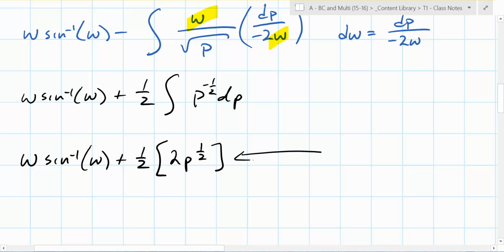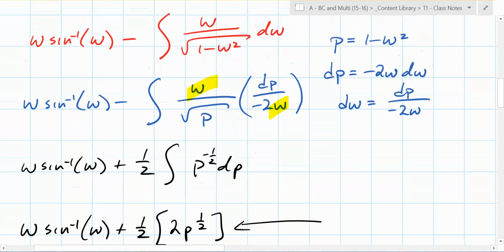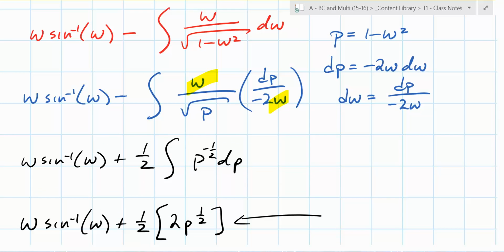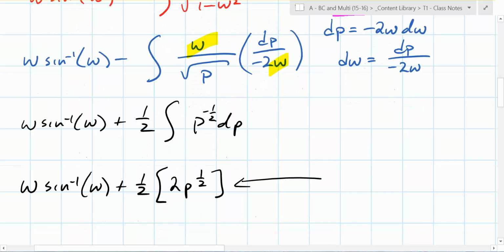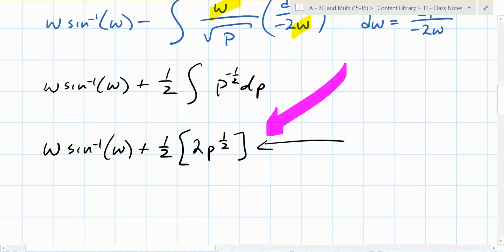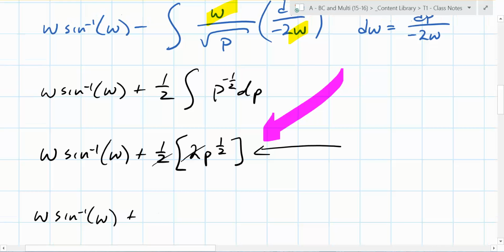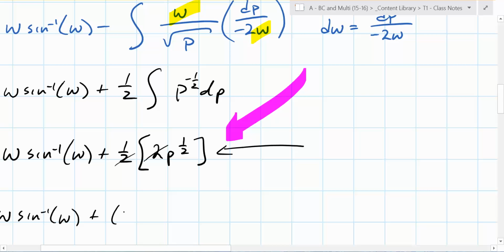And now, how many variables do you see right there? 2. I see 2. So what do we need to resubstitute? Yeah, we know P is that, so that needs to go right down there. So what do we end up with? W sine inverse of W plus, oh, look at that. That goes away. So what do we end up with? What is it? 1 minus W squared to the 1/2 plus what?